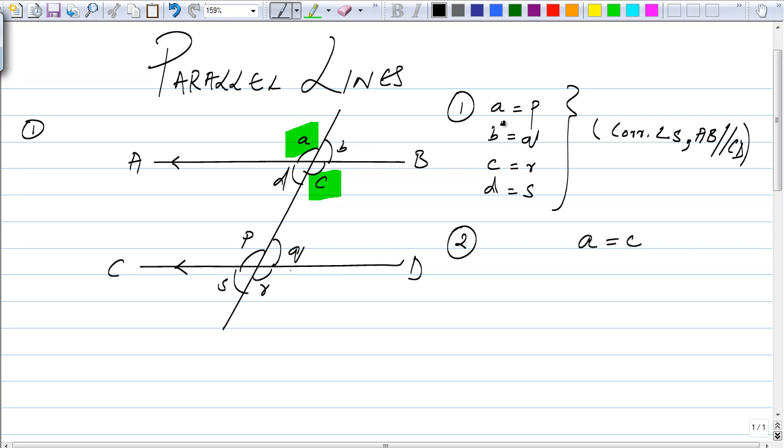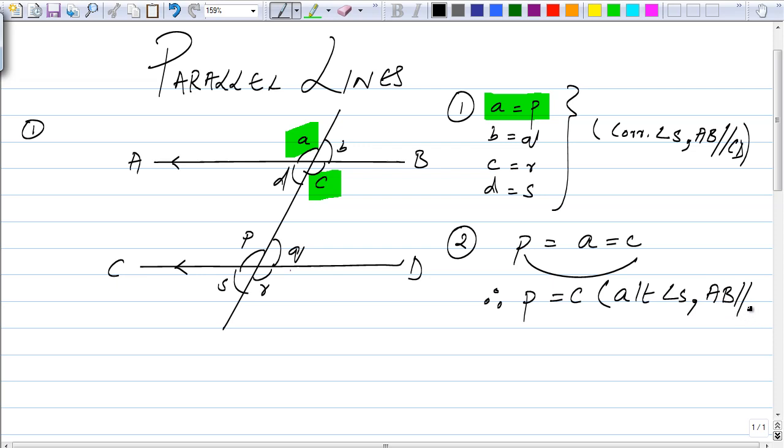If I look at the first property, I also made a statement that A is equal to P because these two angles are corresponding angles. So P should be equal to A and A is equal to C. I can say, therefore, P is equal to C, and the name of the property is alternate angles, and similarly I will write AB is parallel to CD. It is actually a combination of two properties, or you could write both of those properties, but that would waste your time.